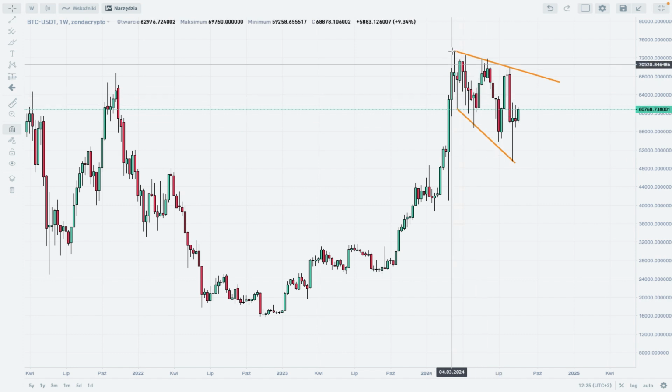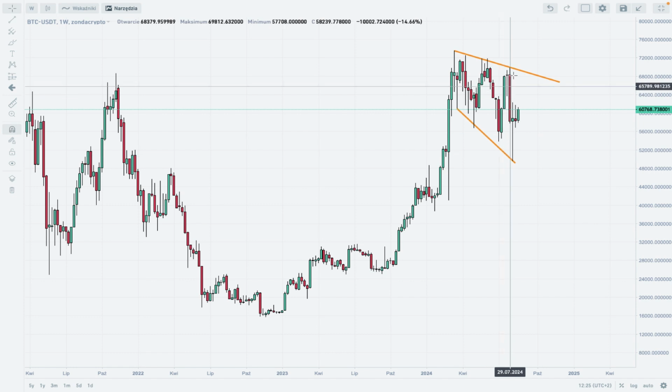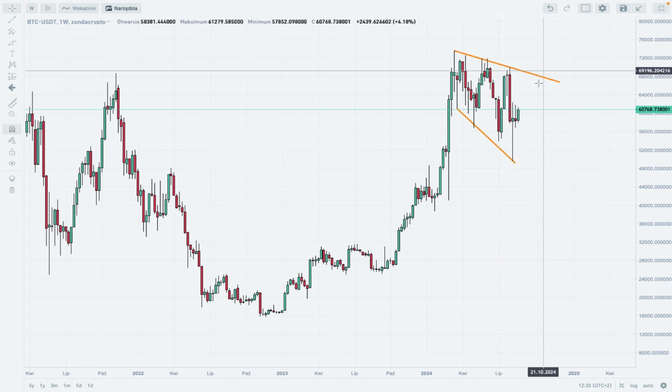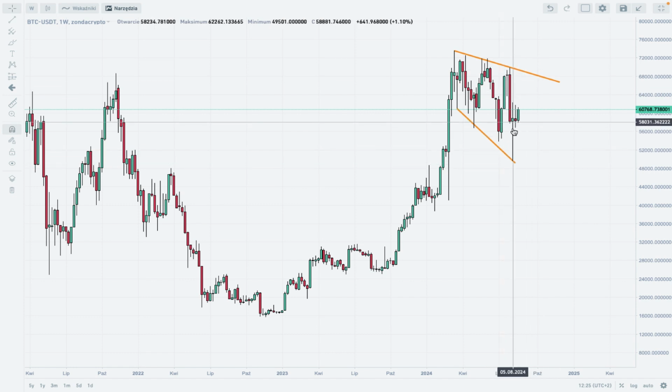So this pattern is expanding from the upside to the downside, going up, going down. Possibly this recent spike to the downside, this recent weekly candle with a low at 49,501, is the last wave to the downside of this kind of an expanding triangle. And an expanding triangle is a continuation pattern, right?